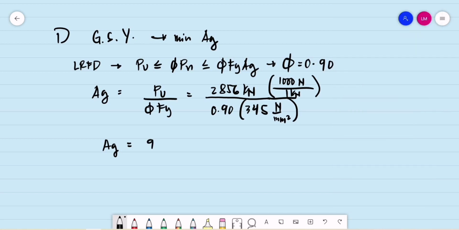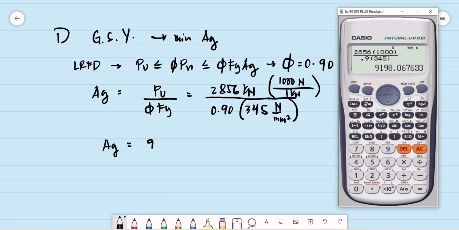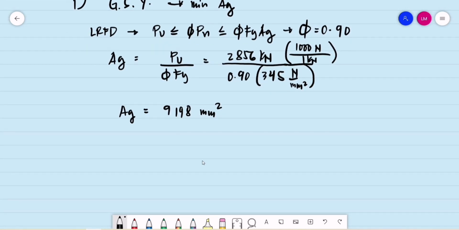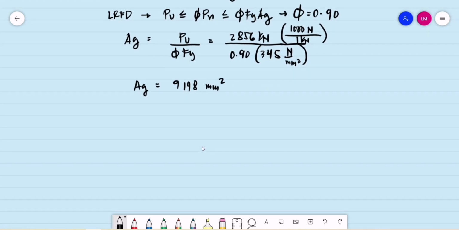So that is 9,198 square millimeters. Again, I'm just using the whole numbers for a reason, since 0.067 square mm is very negligible. Okay, that is for the LRFD.